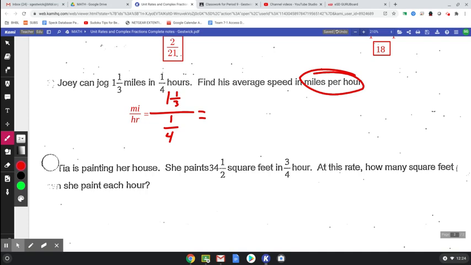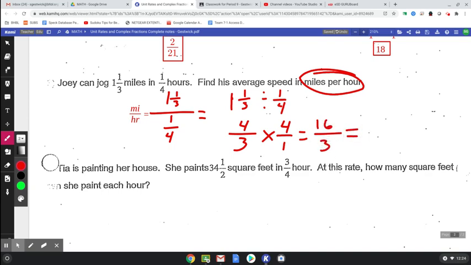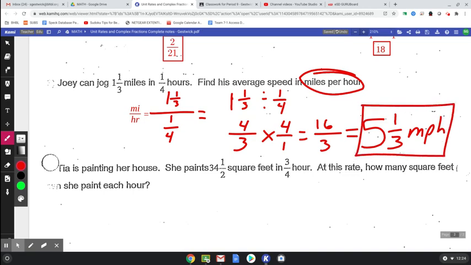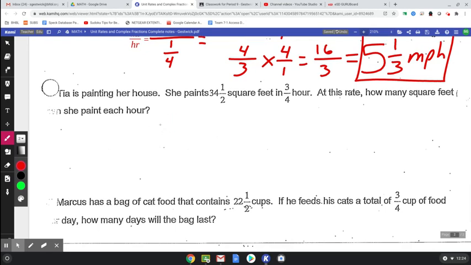So I'm going to rewrite this going across. It's really 1 and a third divided by a fourth. Right? So let's make this improper. That would be 4 thirds. You can do your keep, change, flip. So flip this. That's really 16 over 3. How many times does 3 go into 16? 5. So 5 and a third miles per hour. That is your answer. Okay? So it's all about the setup, reading those words, learning what order it goes in here.